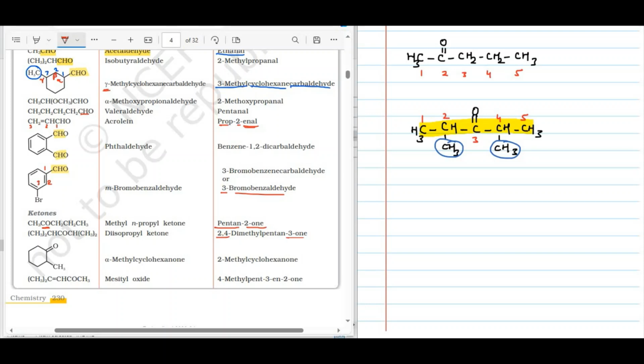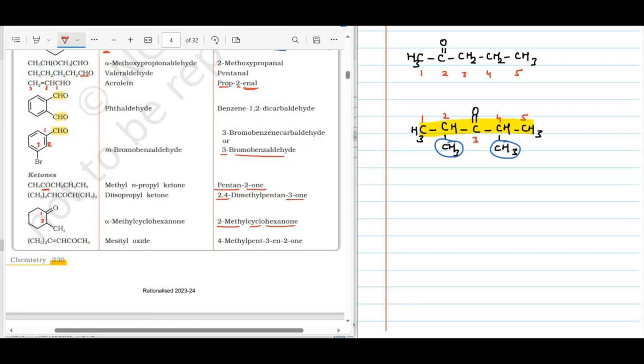Now come to the next example. Here there is cyclohexane, the ketone functional group is there and there is one methyl substituent. So starting from the carbon to which the ketone is bonded, this is first, second. So when you name the molecule, you will write 2-methylcyclohexanone. Now come to the next example.